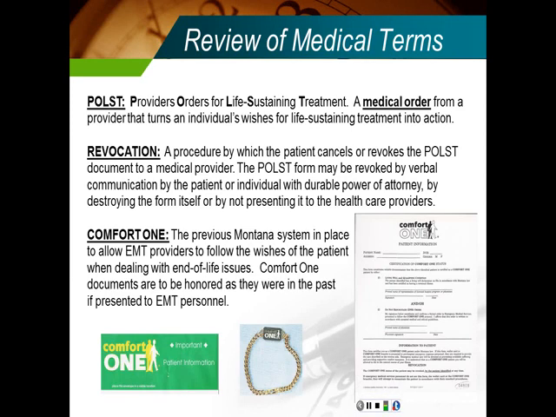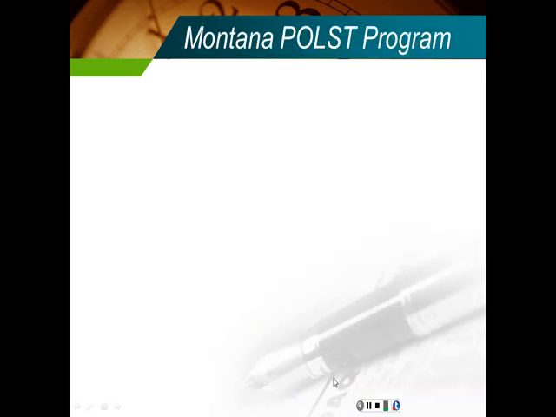Comfort One was the previous system that we had. It allowed EMT providers to follow the wishes of the patient when dealing with end-of-life issues. Comfort One documents are to be honored as they were in the past if presented. These have been phased out. There are 3 different things: the envelope you see here, the bracelet here, and then the form. Only the Montana Comfort One bracelet is valid. But these are being phased out, and the POLST forms are the ones that are being utilized most.